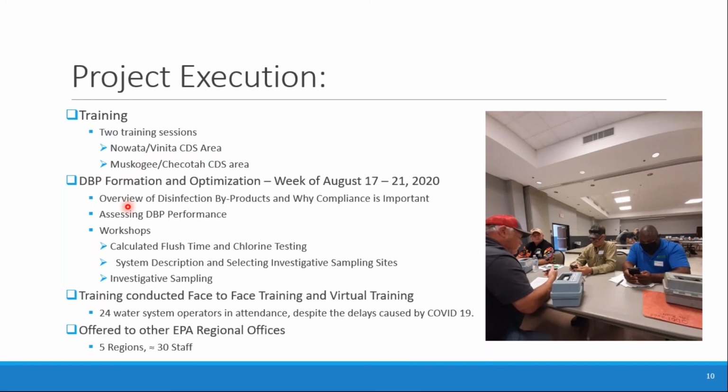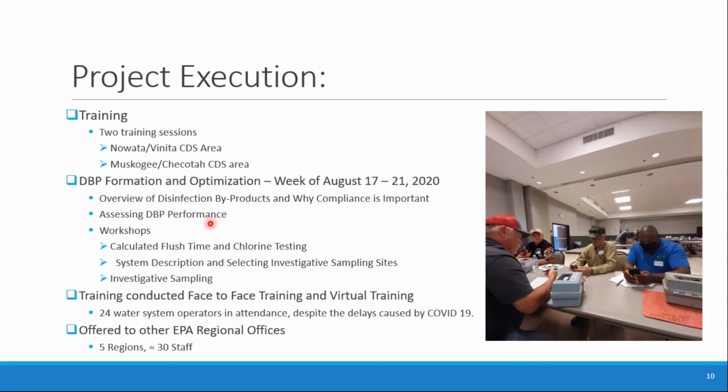The first one was an overview of the disinfection byproducts and their formation and why compliance is important. The other one was assessing DBP performance, and by that what we mean is ways of determining how DBPs are being formed in the distribution system, and other measures or other parameters that could be measured to help identify DBP problems in the distribution system.